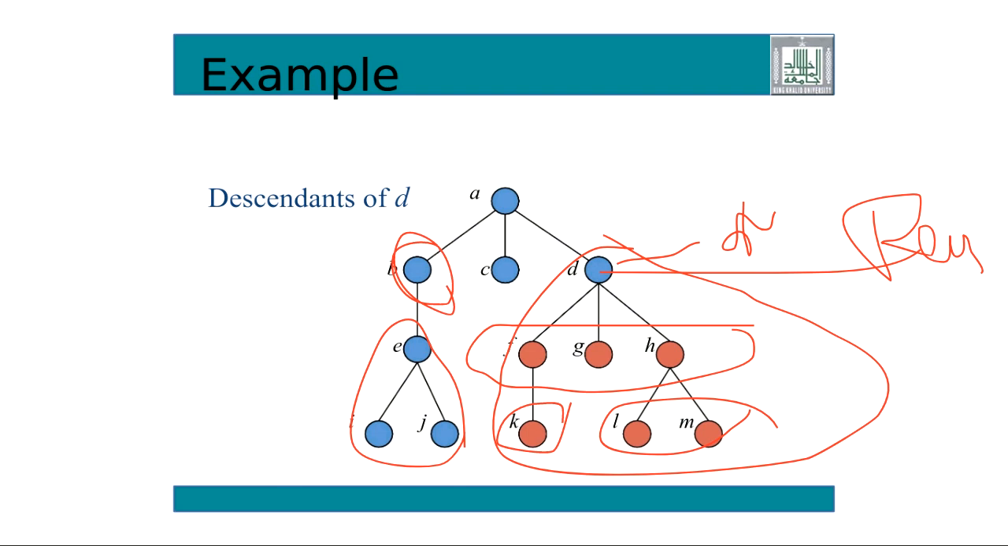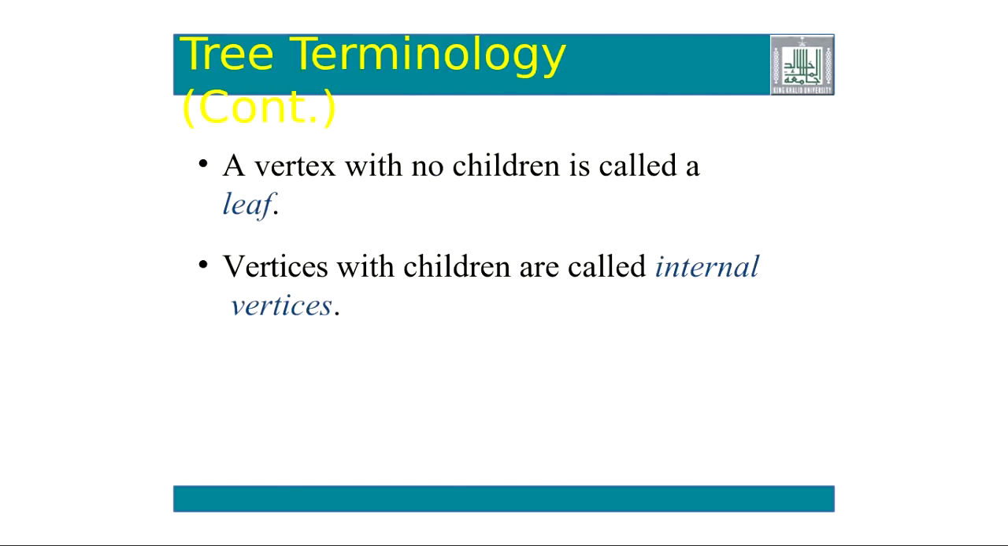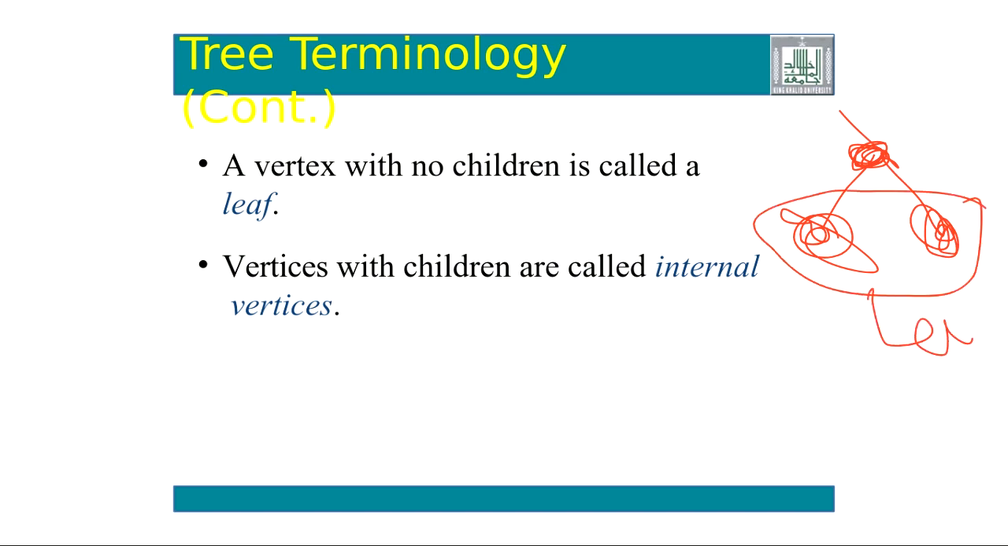Okay, like that. Descendants means parent, their grandchildren and their relations. Then a vertex with no children is called a leaf. Suppose this is a vertex. This has two children, A and B, for example. Suppose this doesn't have any children, this we can say is a leaf, because there are no children. Like this, we can say left child and right child. And the other vertices with children are called internal vertices.